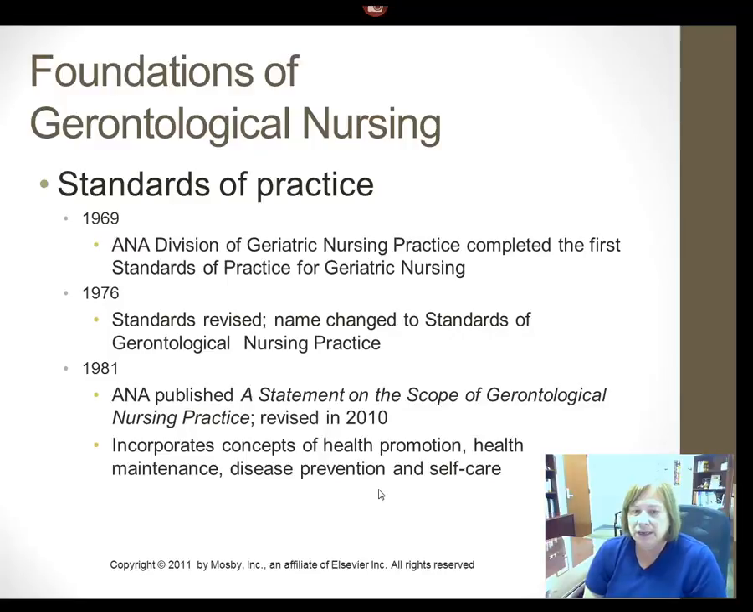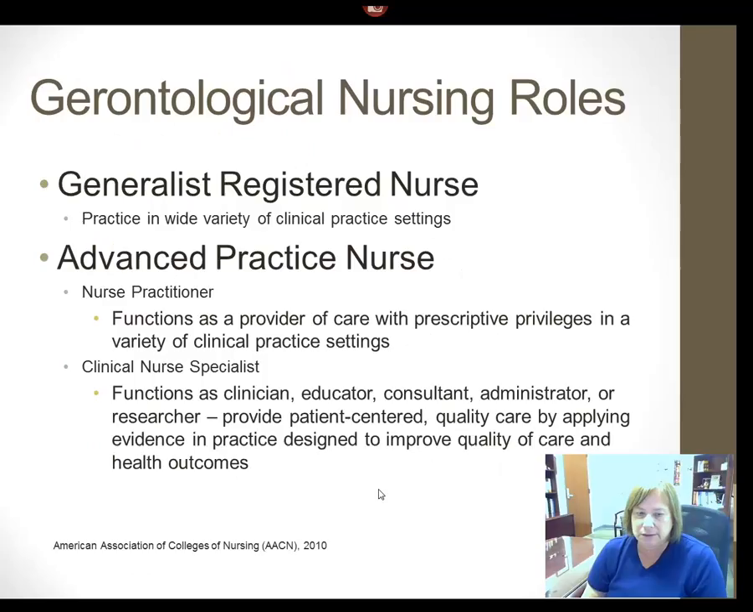So back in 2010, again, the American Nurses Association was taking the lead, and they identified the scope of practice for gerontological nursing as well as standards of care. So again, these are the best expected practices for providing care for older adults.